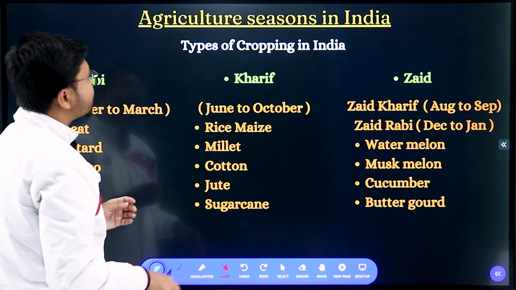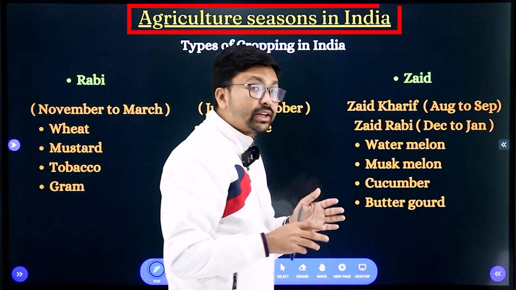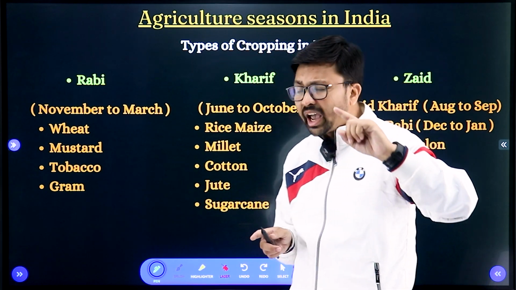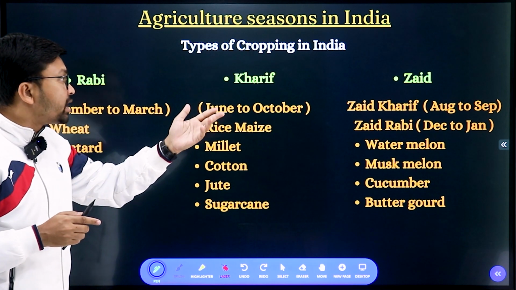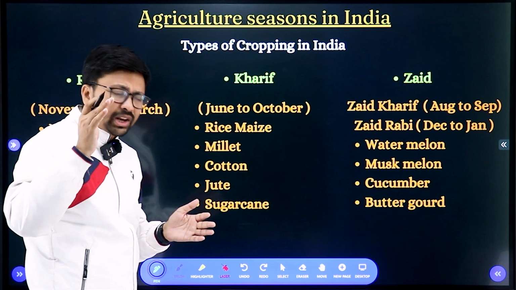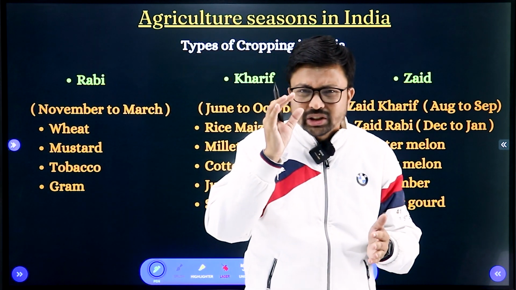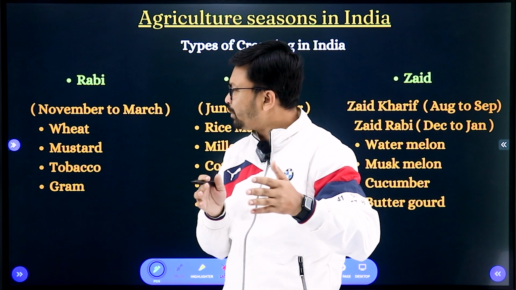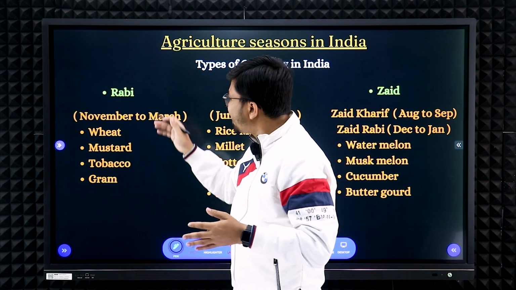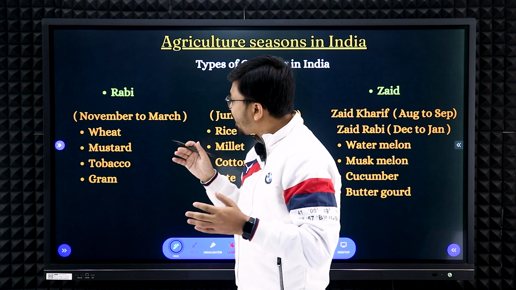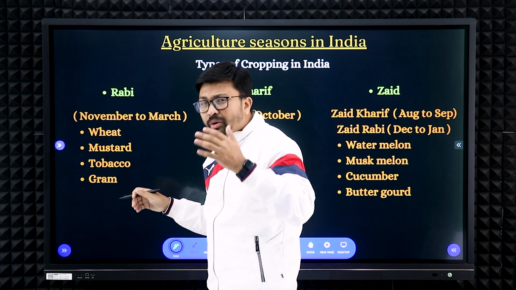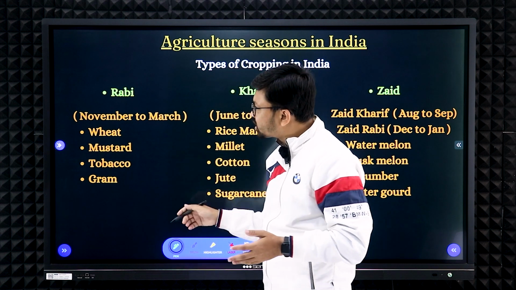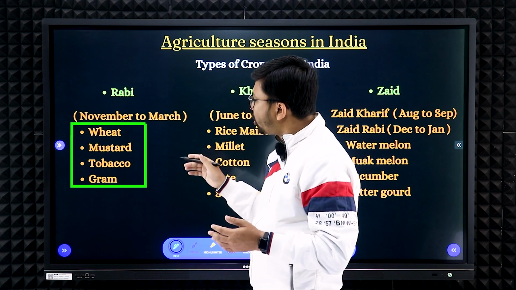Now next we will discuss the agricultural seasons in India. Agricultural seasons of India, I already mentioned, are these 3 seasons: Rabi, Kharif and Zaid. Rabi crops, very simple, you remember the winter season, the crops we cultivate then come under the Rabi crops. So obviously the sowing time and harvesting time of the Rabi crops will be from November to March. And what are the examples of the Rabi crops? Here you can see wheat, mustard, tobacco and gram.